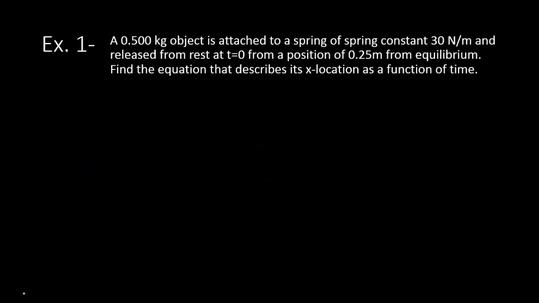So here's an example problem. It says a 0.5 kilogram object is attached to a spring with a spring constant of 30 newtons per meter and released from rest at a time of 0 from a position of 0.25 meters from equilibrium.